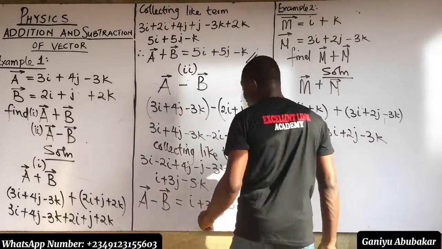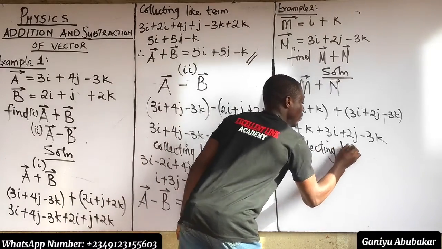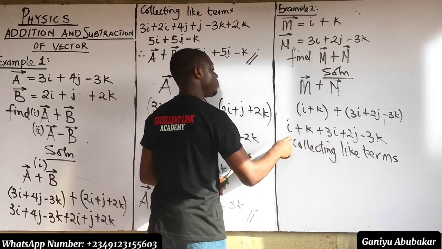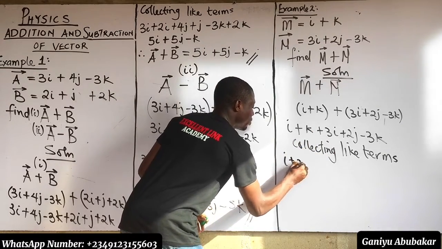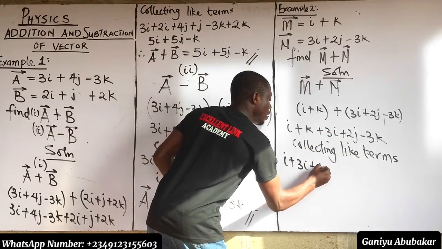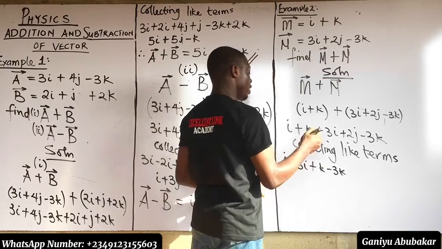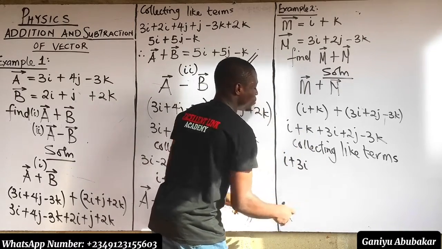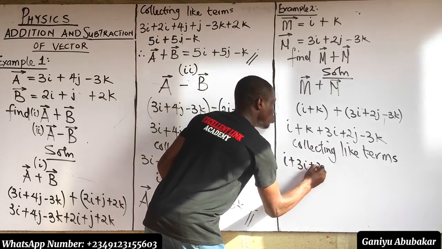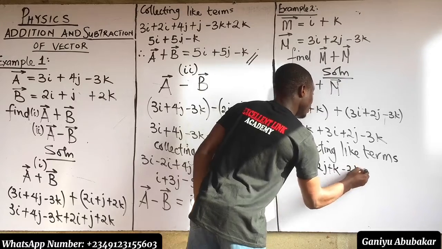At this point, my next task is to collect like terms. Collecting like terms here, I'll have i first: i plus 3i. Next up, k minus 3k. Finally, j before k, please. After i, next up is j. I have just only 2j here, so that's plus 2j. Next up, plus k minus 3k.